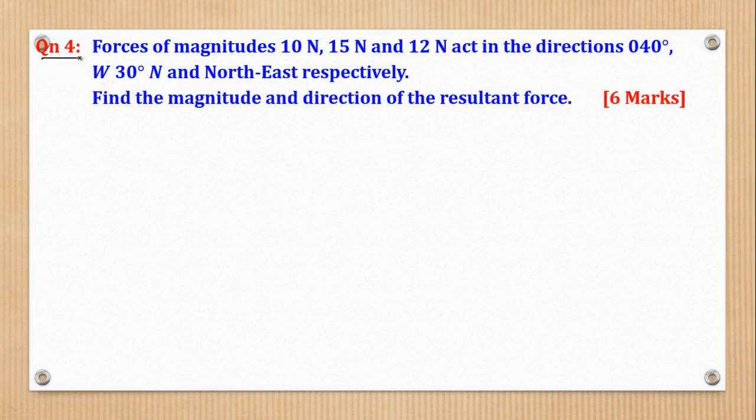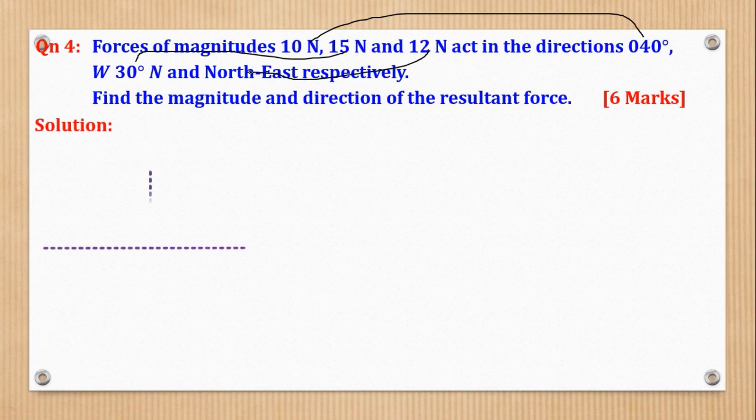So question 4, meaning that the first one was question 3. It says that forces of magnitude 10 newtons, 15 newtons, and 12 newtons act in the directions 040 degrees, west 30 degrees north, and northeast respectively. Determine the magnitude and direction of the resultant. So this 10 corresponds to 040, 15 corresponds to this, and 12 corresponds to that.